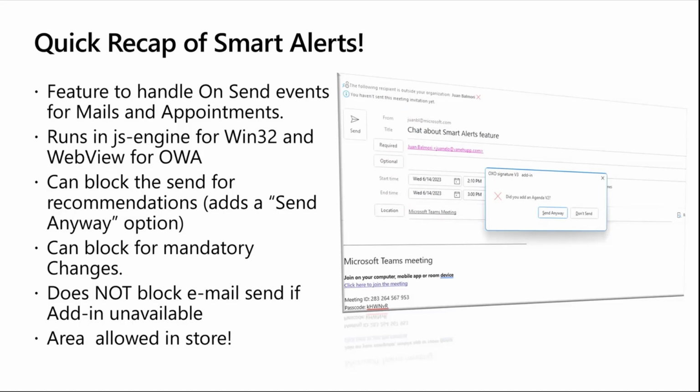Everything that you saw in the previous demos was using exactly the JS runtime, so you can see it's flashy fast. The idea of this feature is that you can block the send of an email, and you can block it in two different modes, what we call blocking modes. One is used for the scenario where, for instance, you want to give a recommendation to a user. For example, you're analyzing an email and it turns out that you're not including an agenda in your appointment request.